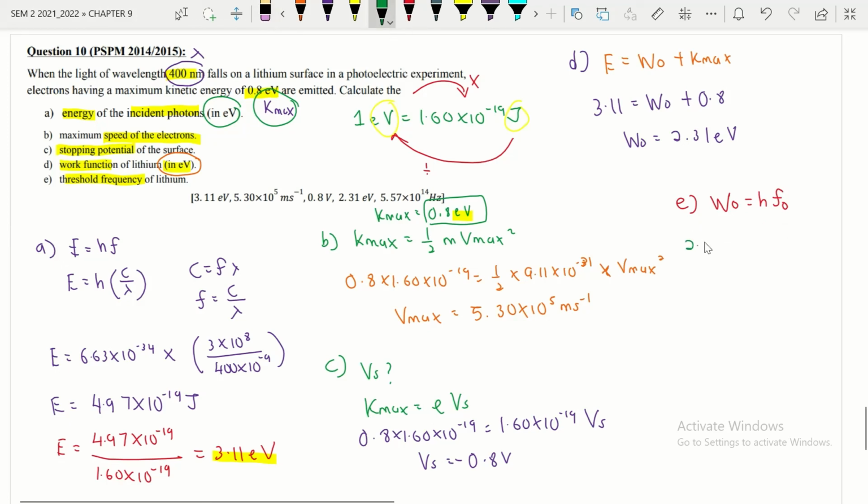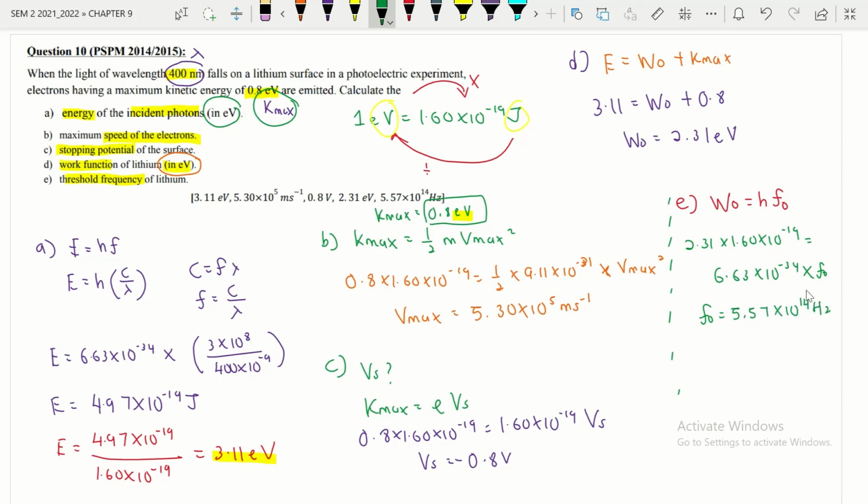So what we do is take 2.31 times 1.6 times 10 to the power of negative 19 equals to Planck constant 6.63 times 10 to the power of negative 34 times threshold frequency. So you will get your threshold frequency 5.57 times 10 to the power of 14 hertz. So that's all for question number 10.